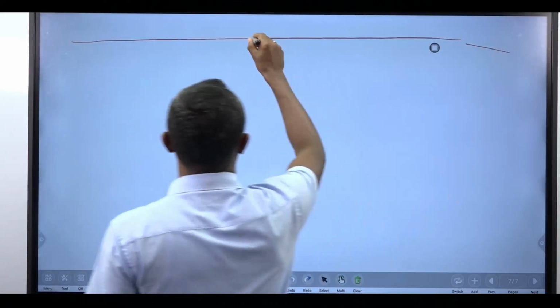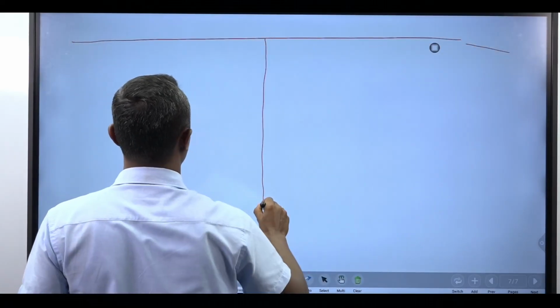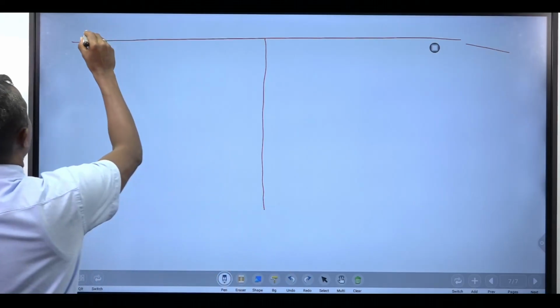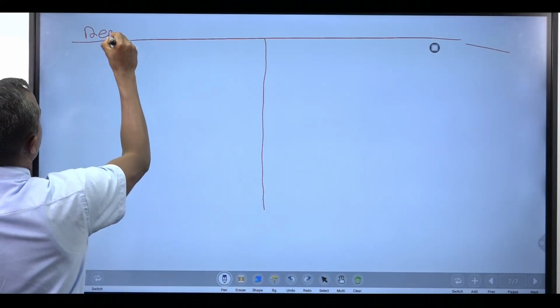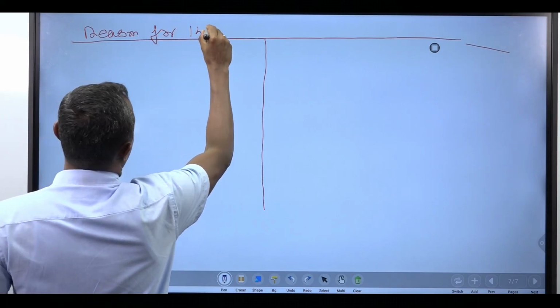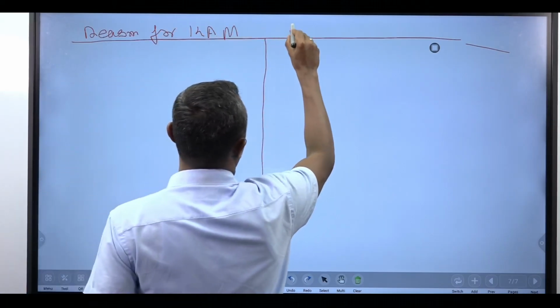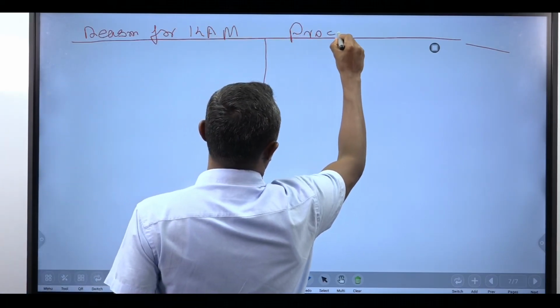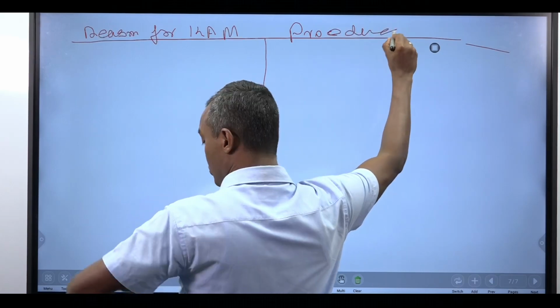So for the answer, at such times the best thing is to draw a table like this: reason for CAM, and then procedures to be performed.